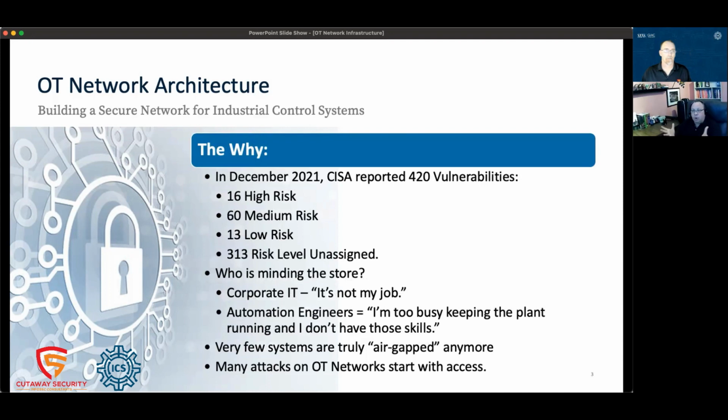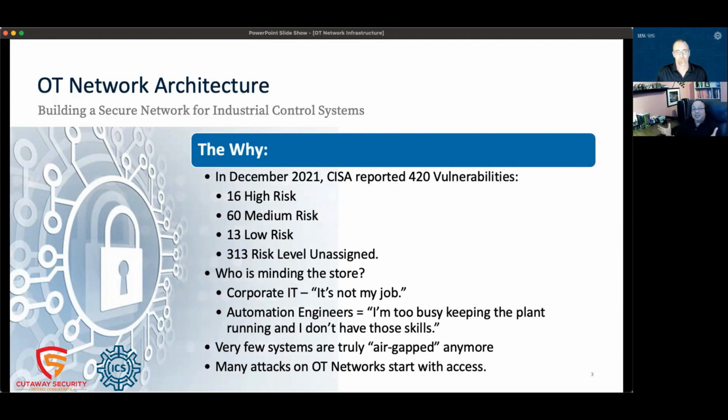So the why. In December of 2021, CISA reported 420 vulnerabilities. CISA is the component for cybersecurity of DHS, right, the Department of Homeland Security. 16 high risk, 60 medium, 13 lows. You can see those there.